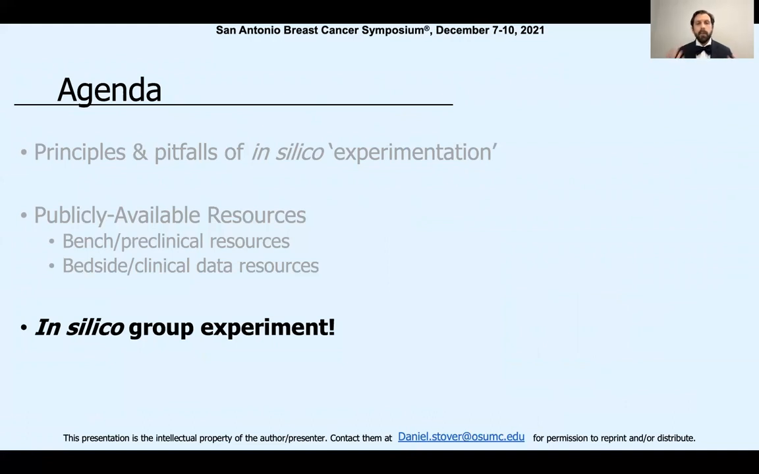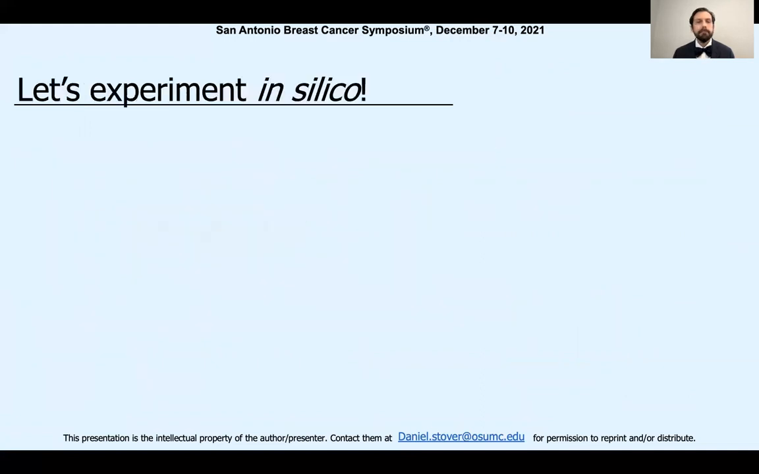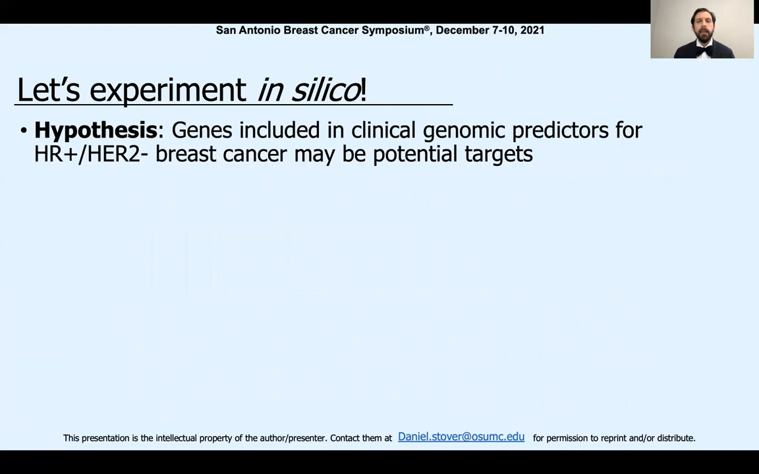So now that we've gone over principles and pitfalls, as well as some publicly available resources, I thought for this education session, it would be great to do an in silico group experiment to put these into practice. So let's experiment. If we're going to do an experiment, we need a hypothesis.